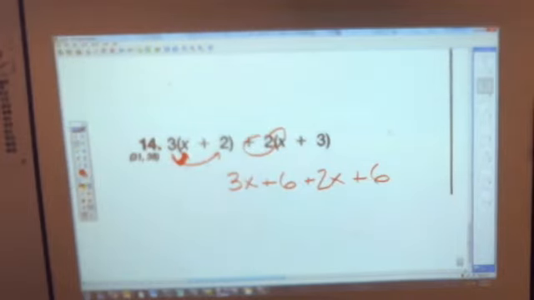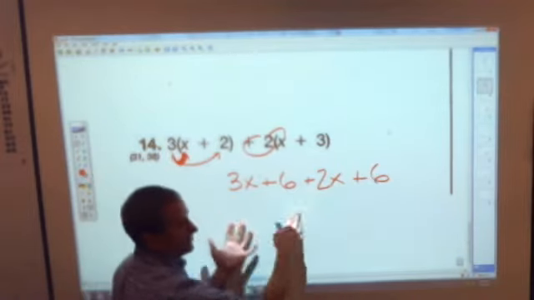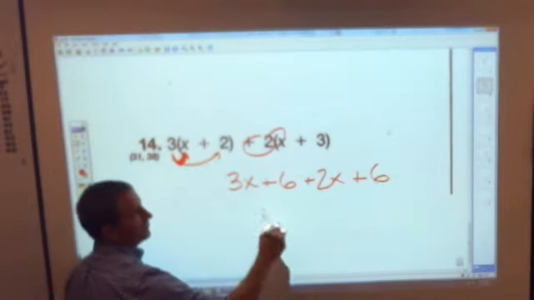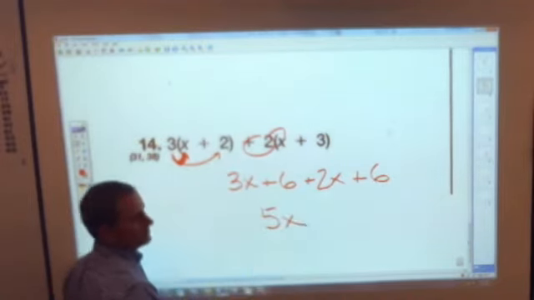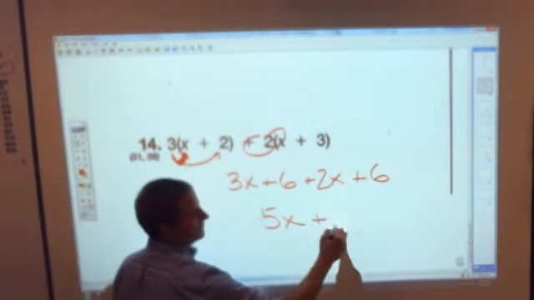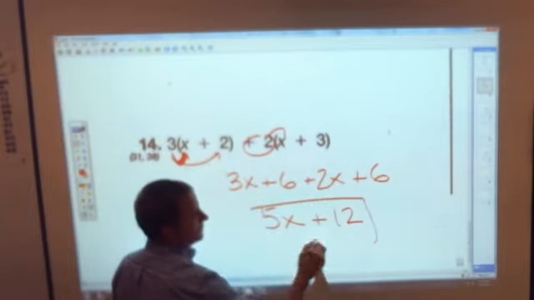Like terms have to have the same exact letters. I have an x term and I have an x term. I can put those together. I have 3 x's. I can put 2 more x's with it to get 5 x's. I can put my numbers together. 6 plus 6 is 12. Shazam.